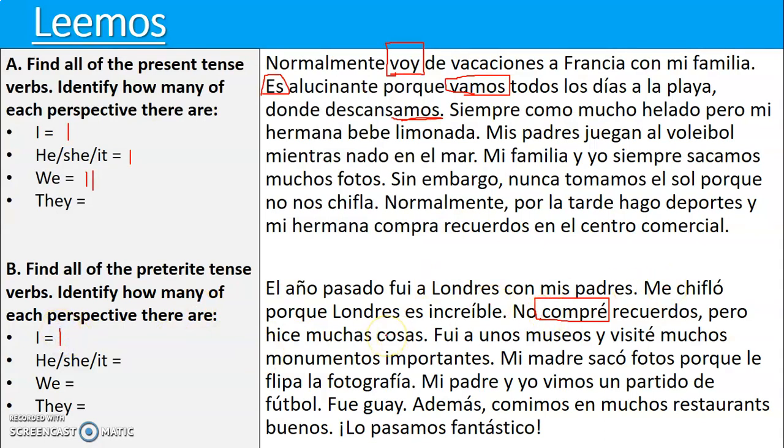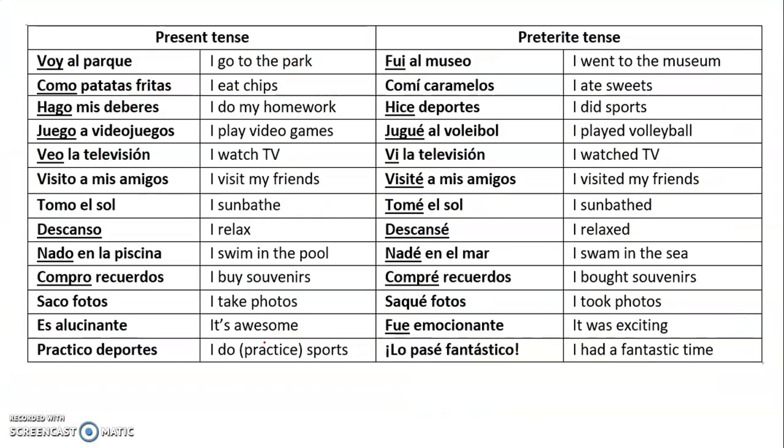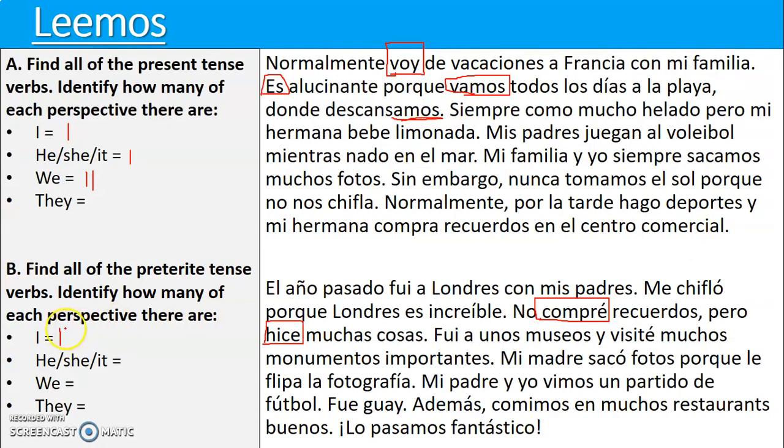Pero hice muchas cosas. This is an irregular one, which is in your fact book. It means I did. Hice deportes, so hice is I did, and you can add anything else you want after it. So hice deportes, hice muchas cosas. So we can put another one for it. And then let's go down to here. Mi madre sacó fotos. So my mum took photos. So that's a he, she form. So you can put a tally there.